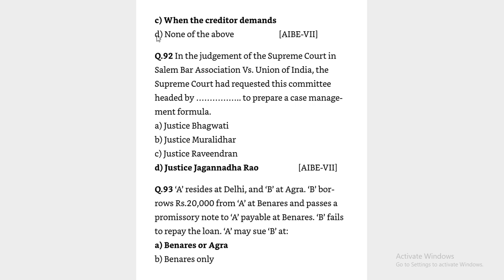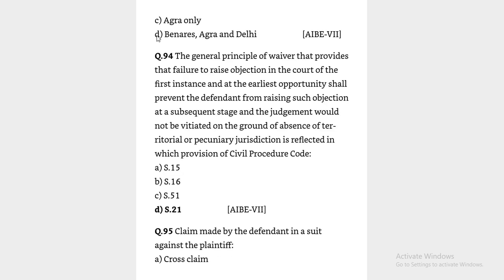A resides at Delhi and B at Agra. B borrows rupees 20,000 from A at Benares and passes a promissory note to A payable at Benares. B fails to repay the loan. A may sue B at Benares or Agra. Benares is the place of payment, Agra is where B lives. So it can be at Benares or Agra.